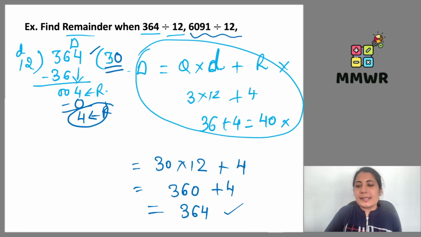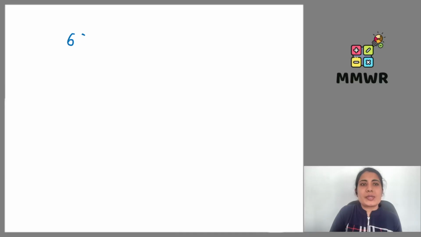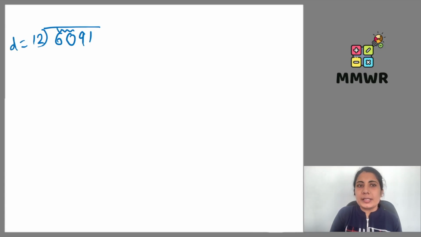We have to divide this 6091. So 6091 divided by 12. When I divide this 6091 by 12, I will first be dividing the first two digits, 60, because the divisor itself has two digits here. This is the value for the dividend, right? Dividend. So I am using a capital D.